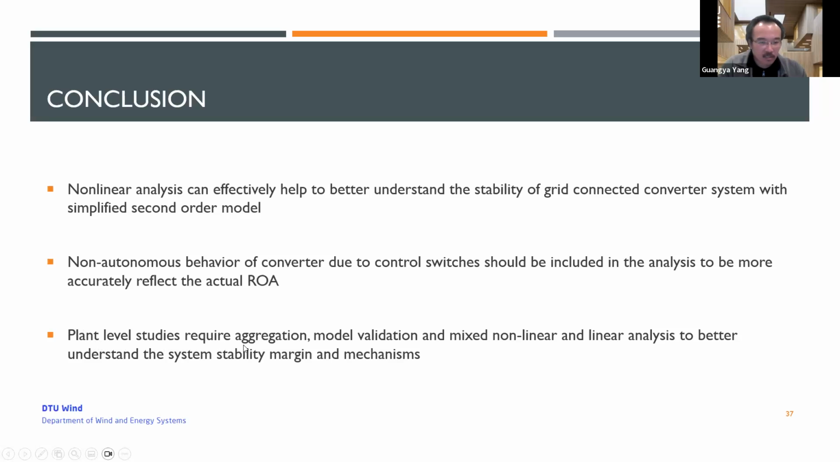The plant level study, of course, is another complexity, and requires more aggregation, model validation, and so on. That's where we are also trying to look at how to expand the current model for more converter systems. So that's all my presentation. Thank you very much for your attention.